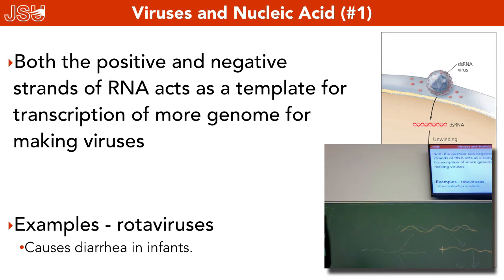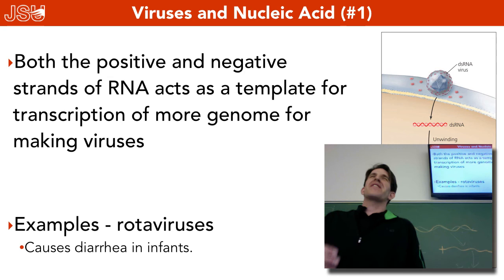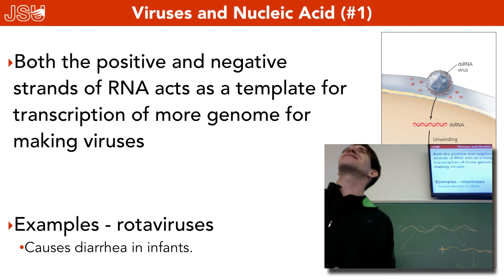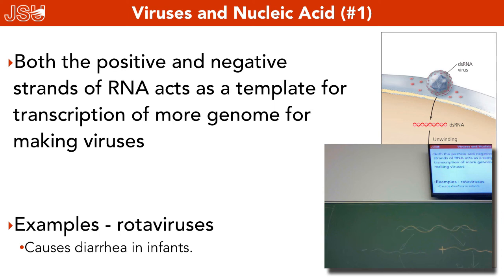Example, rotavirus. I've told you about rotavirus before, right? It kills about 400 to 600,000 people a year, mostly children. I always like to tell the numbers: about 60 to 70 people will die of rotavirus while this class has been going on. It's serious, and the sad thing is, it's a very treatable virus.